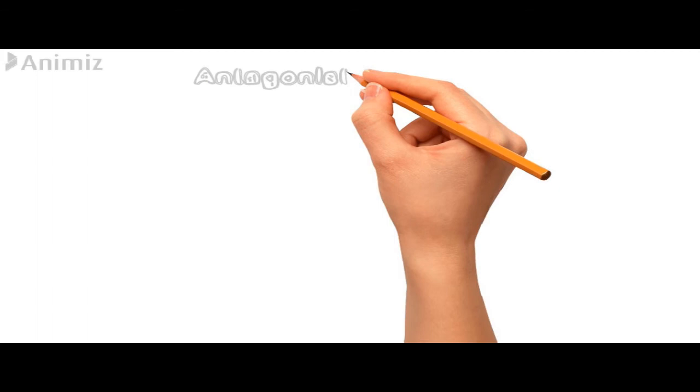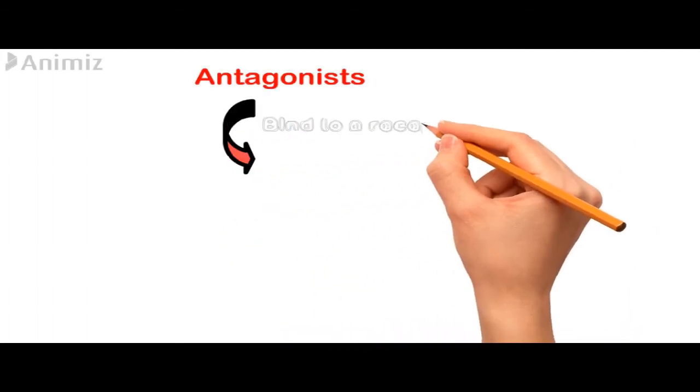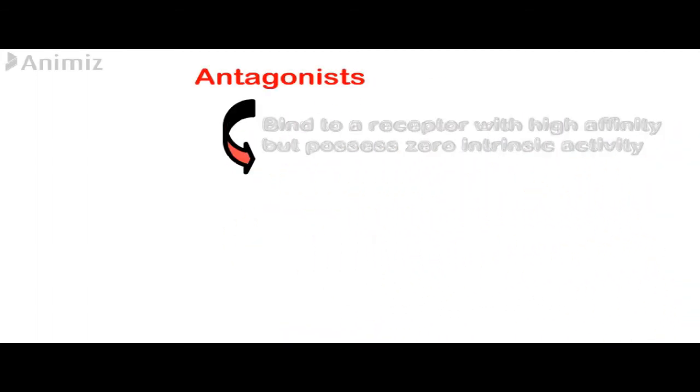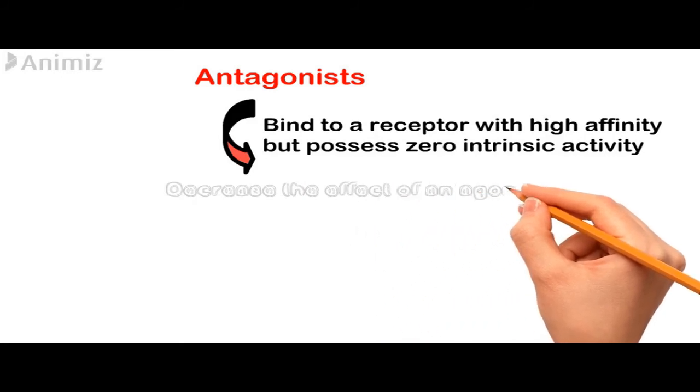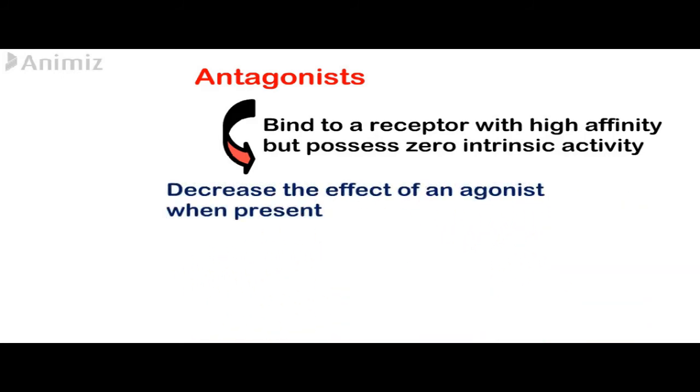While antagonists bind to the receptor with high affinity, they possess 0 intrinsic activity. That is why they have no effect in the absence of an agonist, but they can block the effect of the agonist when the agonist is present. So antagonists are divided into 2, or 3 if we count the allosteric antagonist.